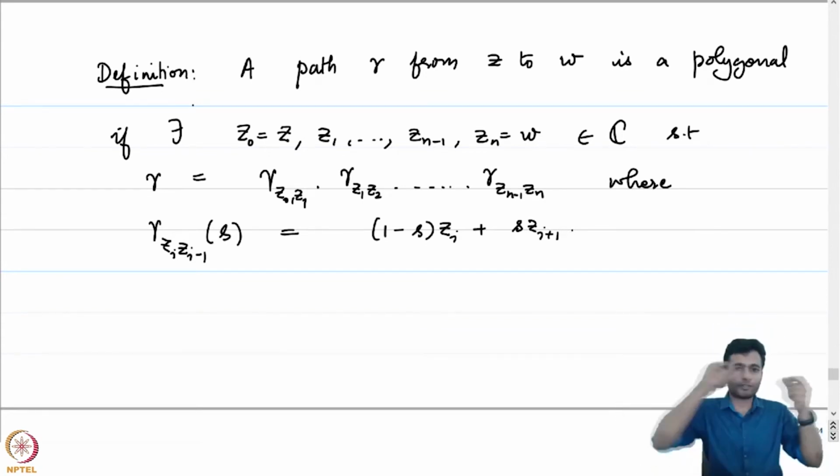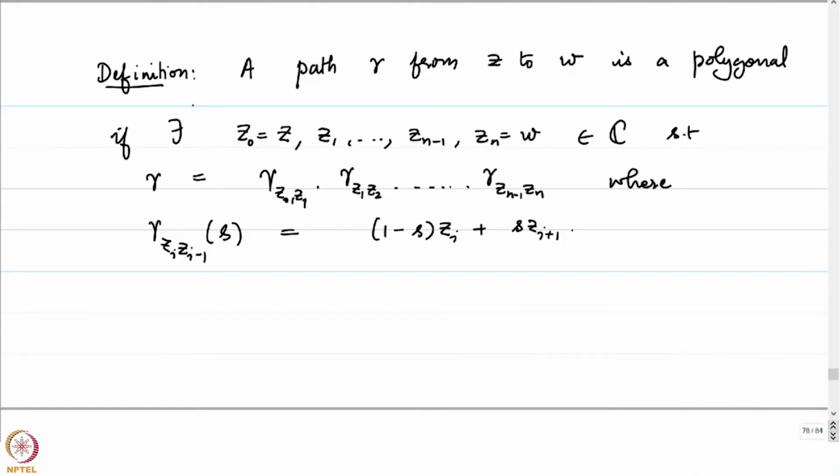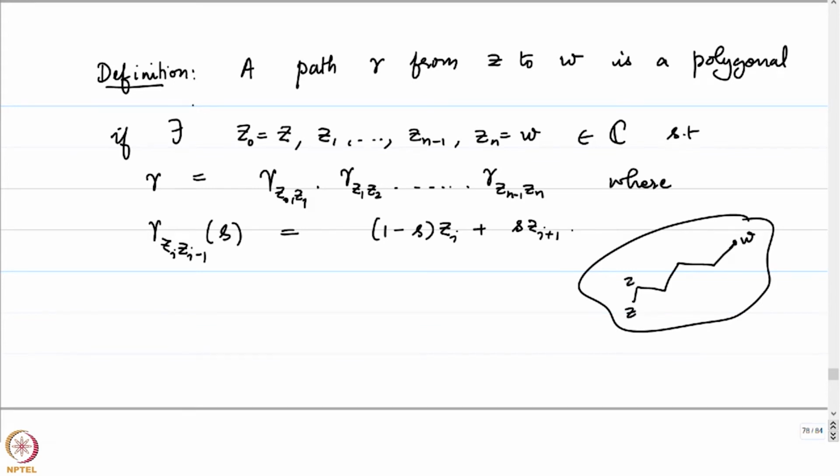So if we can get hold of finitely many such paths, in figures it will be like this. Suppose we have 2 points, and suppose we can go like this. All these are straight lines that I am trying to draw, even if it might not look like that. This is a straight line, this is a straight line, and so on. So this is our z0, which is z, this is our w, this is our z1, z2, z3, z4. This is how a polygonal path will look.